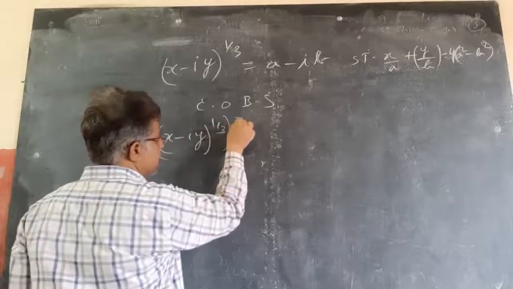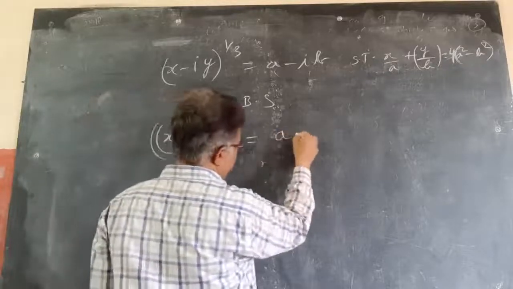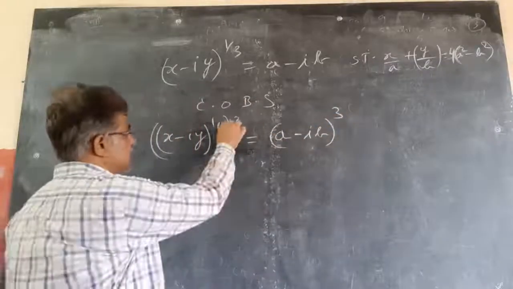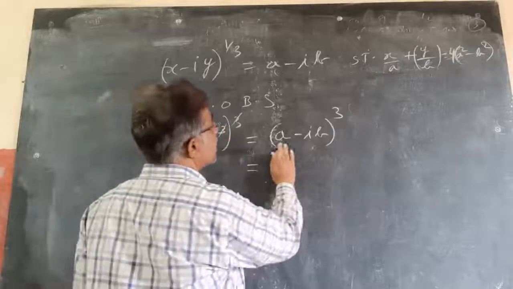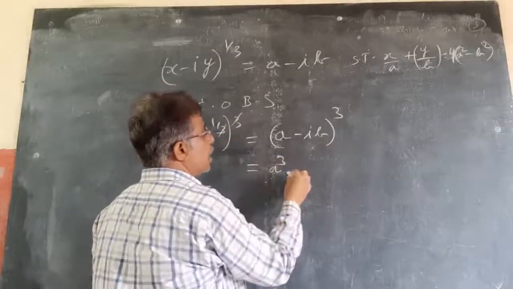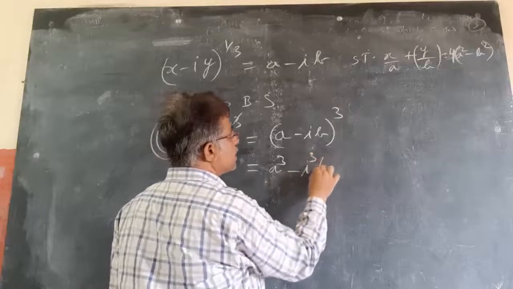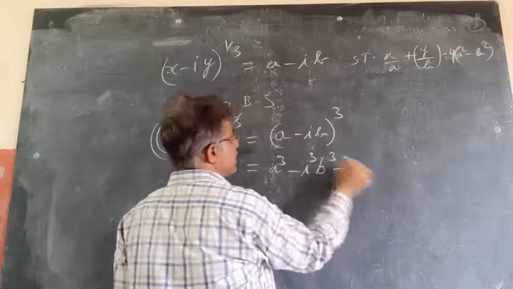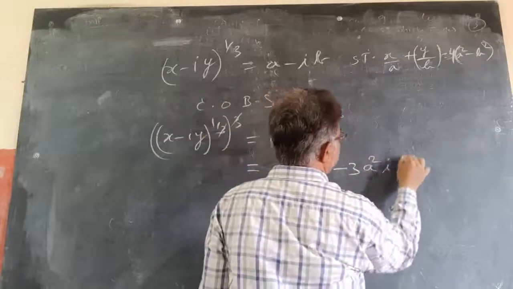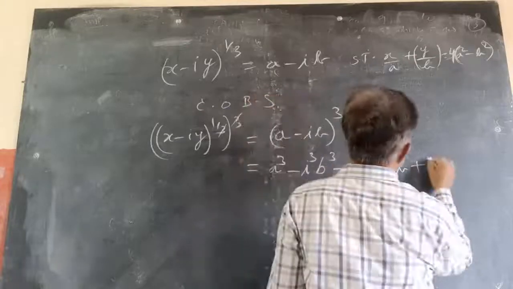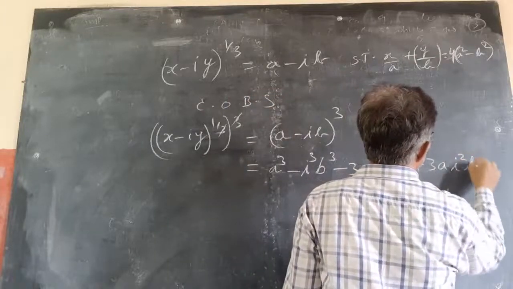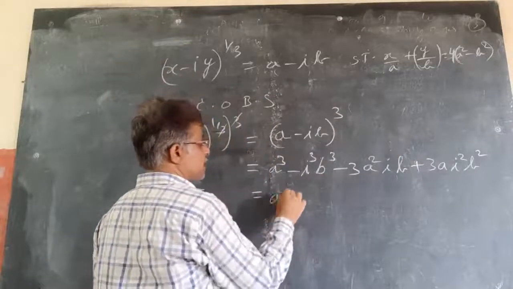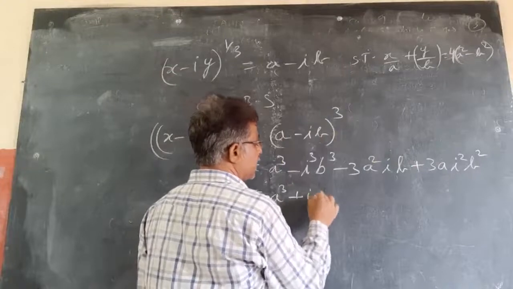So that cube will cancel. It is equal to (a - ib) whole cube. Cancel this 3 and 3, and on this side you will get the (a - b) whole cube formula: a³ - b³i³ plus 3... minus 3a²(ib) plus 3a(i²b²). This is what we got. By simplifying, i³ is minus i, so this becomes a³ + ib³.